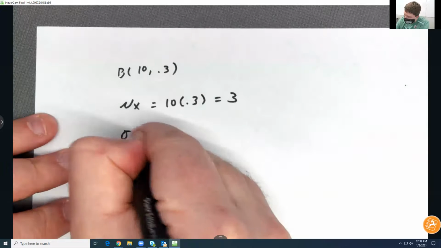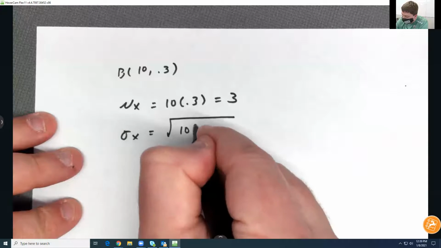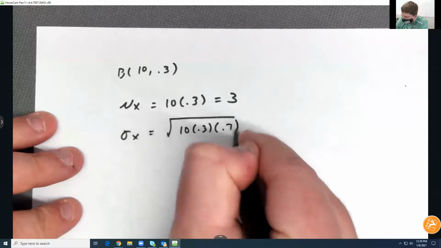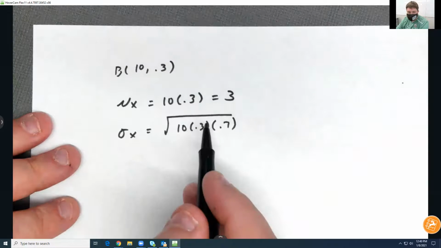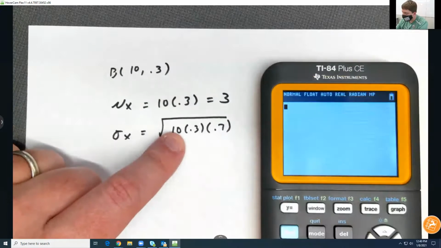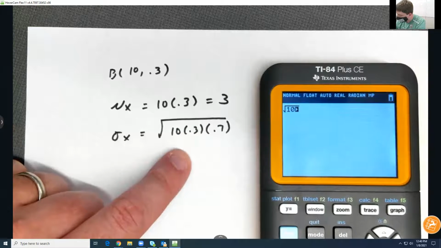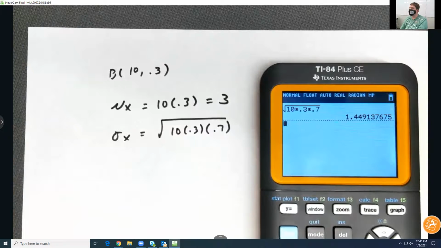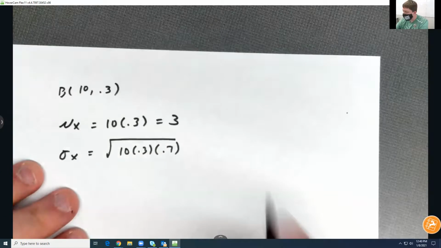Standard deviation, same kind of idea. Underneath the square root, you're going to take these 2 numbers, so 10 and 0.3 again, and then just add in its complement. So number of trials times the percentage times its complement. And then this one might need a little bit extra. So what do we got? Second square root, and then we've got 10 times 0.3 times 0.7. There we go. There's our answer. So again, this is not meant to be tricky. You guys should be able to find these fairly straightforward. So 1.4491.